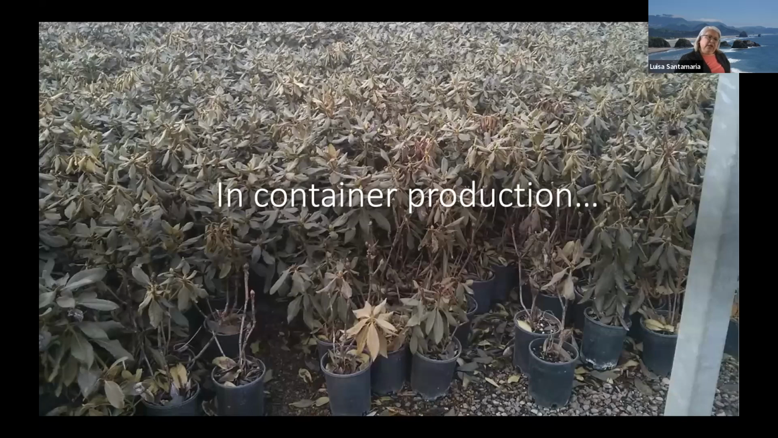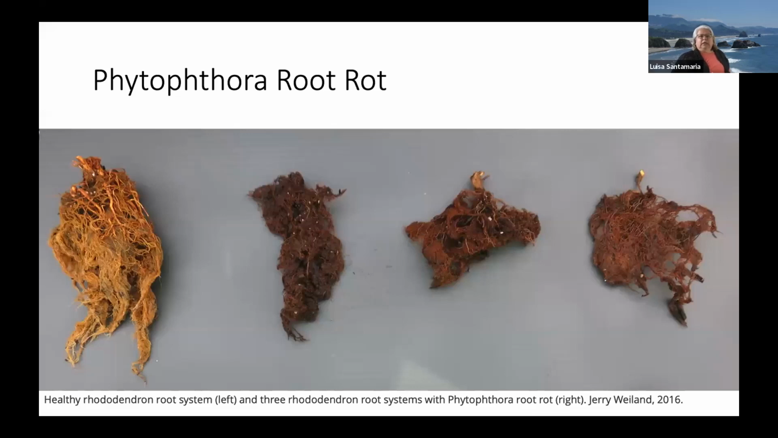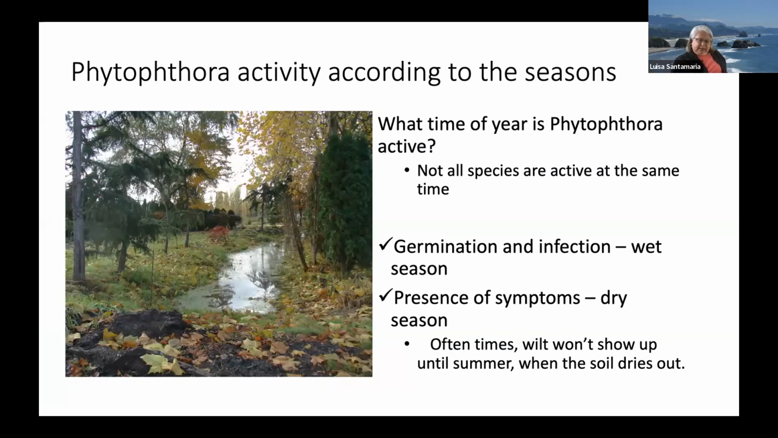Well, let's talk about what we can see in container production. This is from a publication by Jerry Whelan in 2016 showing the damage of Phytophthora root rot. On the left, we can see a healthy root system from a rhododendron, and on the right, different stages, we can say, of root rot damage caused by Phytophthora.